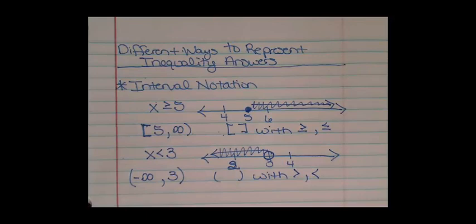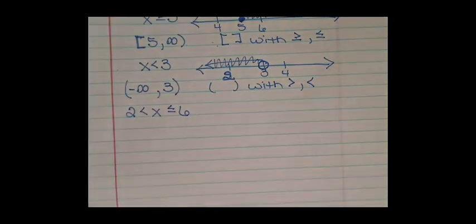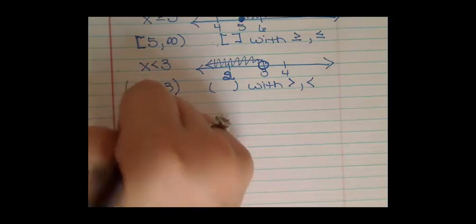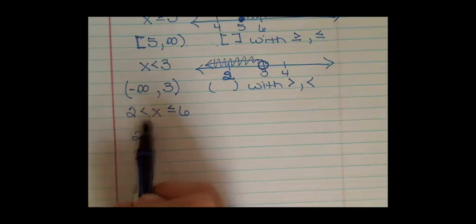Okay. Let me do another one. What if we had 2 is less than x is less than or equal to 6? And I need to write this in interval notation. So this is a combined one, and it's okay. X is bigger than 2, right? So 2 is the smallest that x can be. So 2 is going to be on our low end. Can it ever hit 2? No, because it's just 2 is less than x, so it needs to be in a parenthesis.